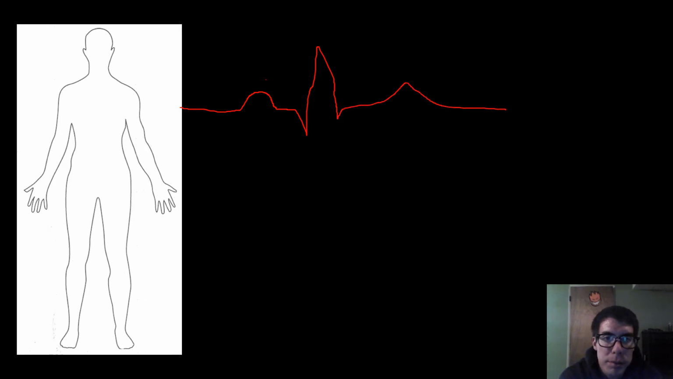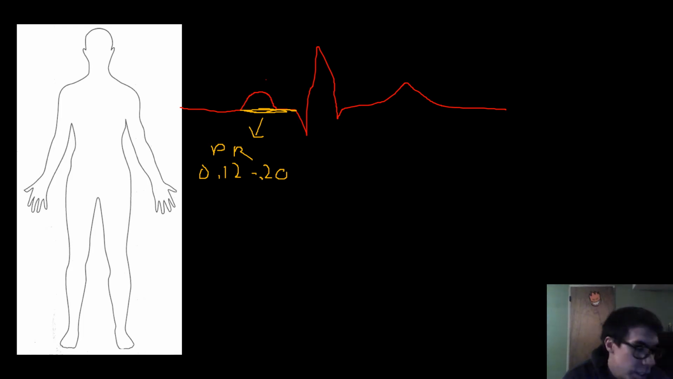Oh, that's terrible, but oh well. So from the P wave to the QRS, that would be our PR interval. And that should be between 0.12 and 0.20 seconds. So basically it should be smaller than one large box on the EKG paper, which would be 5 small boxes. It should be less than that to be normal.